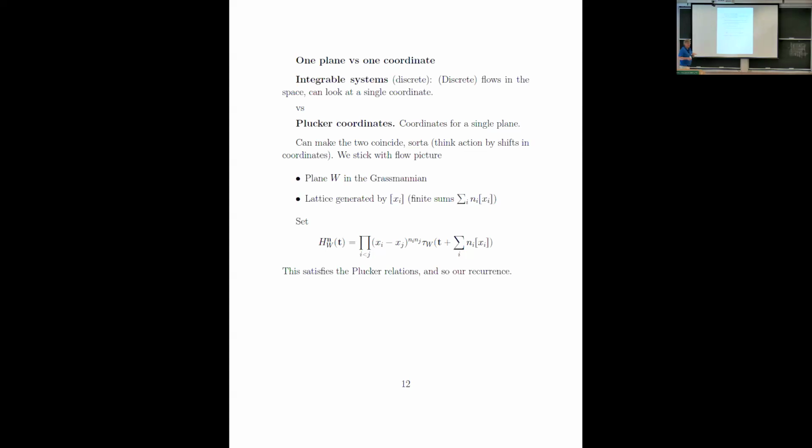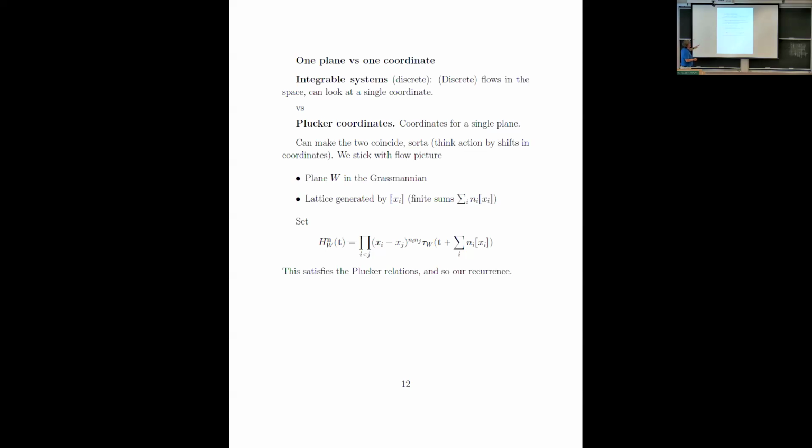And you can think of it in infinite dimensions. You're just sort of sliding the coordinates along. It's not a terribly fruitful way of thinking. And, you know, it's achieved as a result of some acrobatics. But anyway, you can do this. In the end, we just stick with the flow picture.